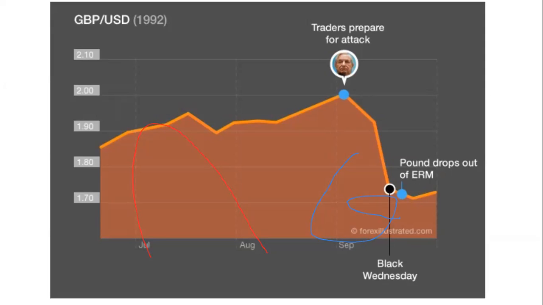The central bank of Britain had to artificially inflate the value of the pound. So at this point, George Soros and his fund spotted this as an opportunity, and by the start of September 1992, basically from 2nd September 1992, he began selling.